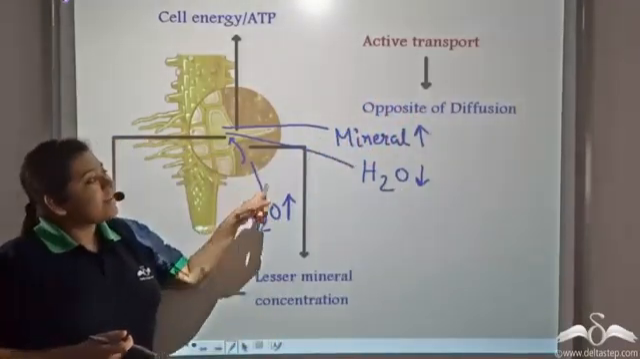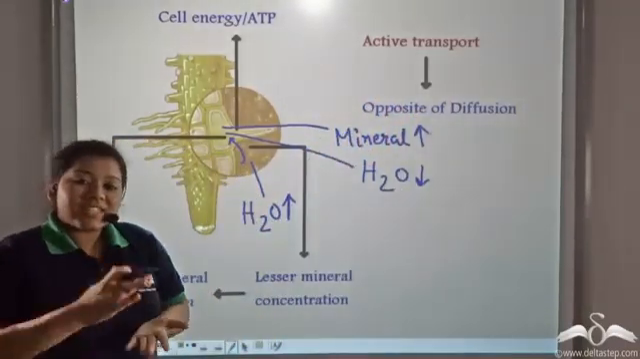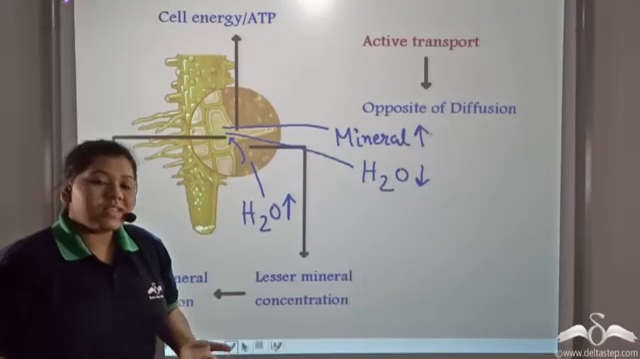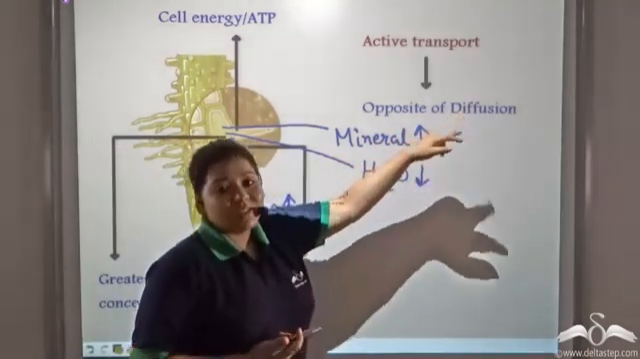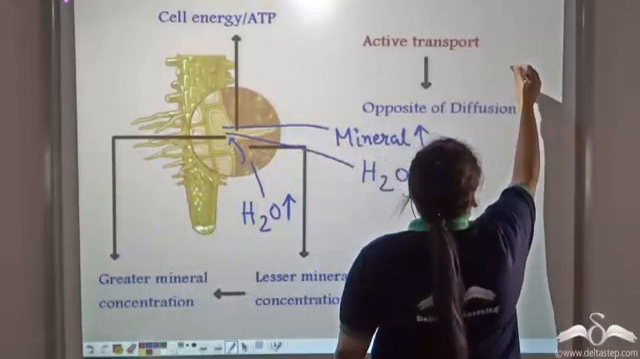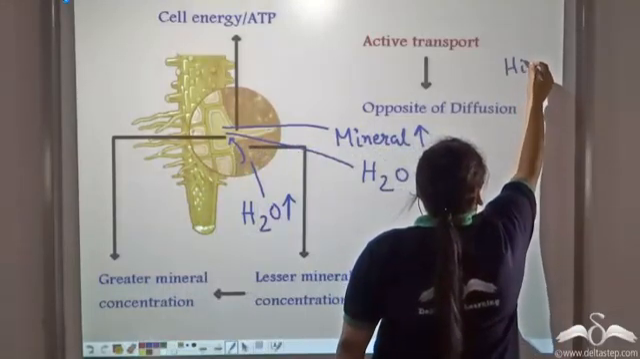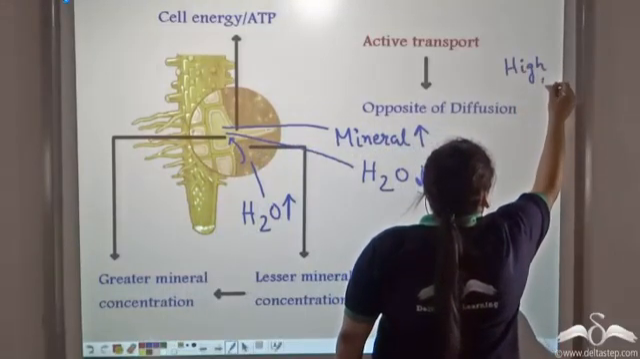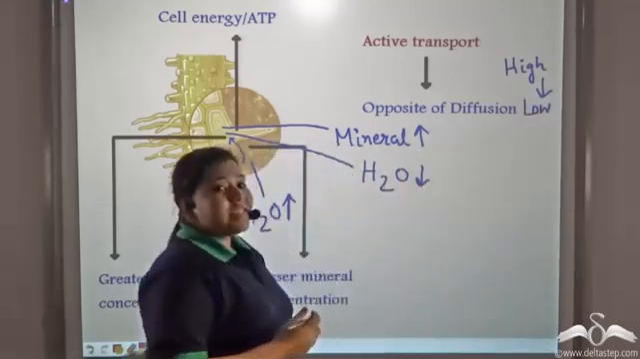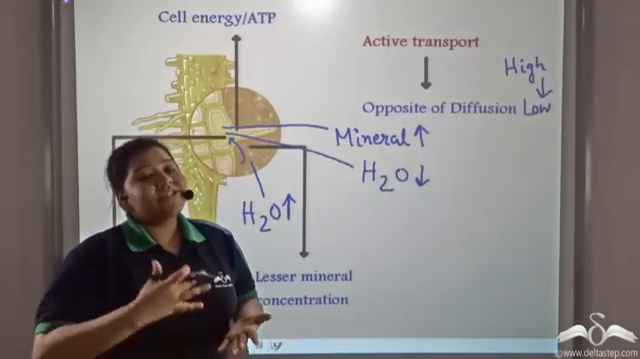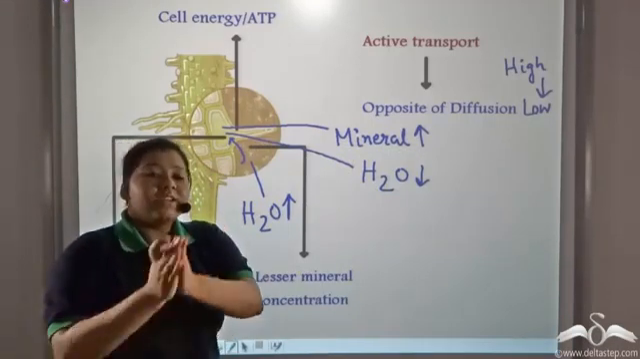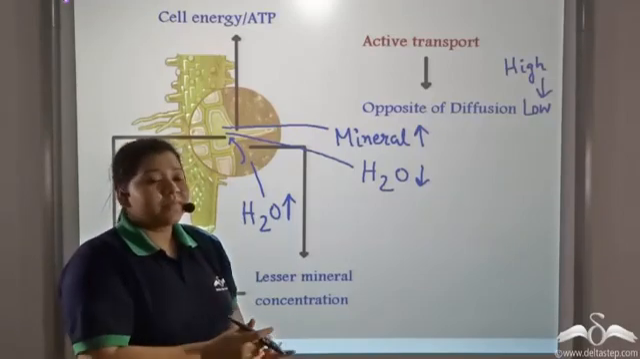Now, from here it is very clear that the direction of active transport is just the opposite or reverse to that of diffusion. Because in diffusion we saw that molecules always travel from high concentration area to a low concentration area. But in case of active transport, it is just the reverse. It travels from a low concentration area to a high concentration area.